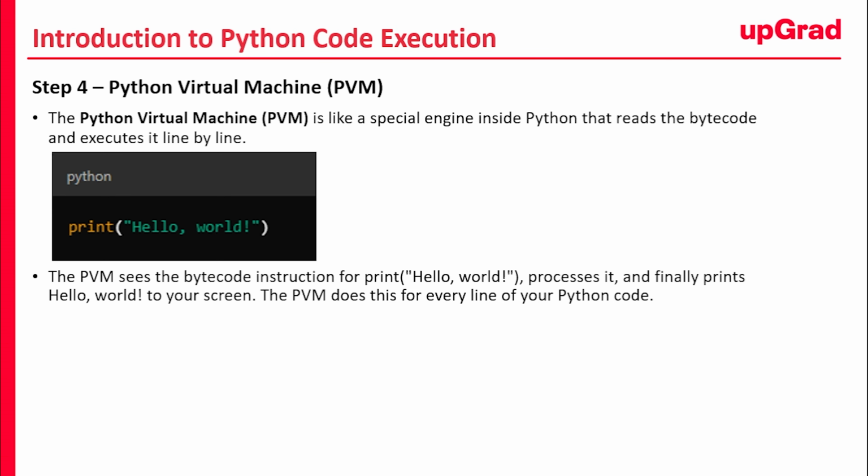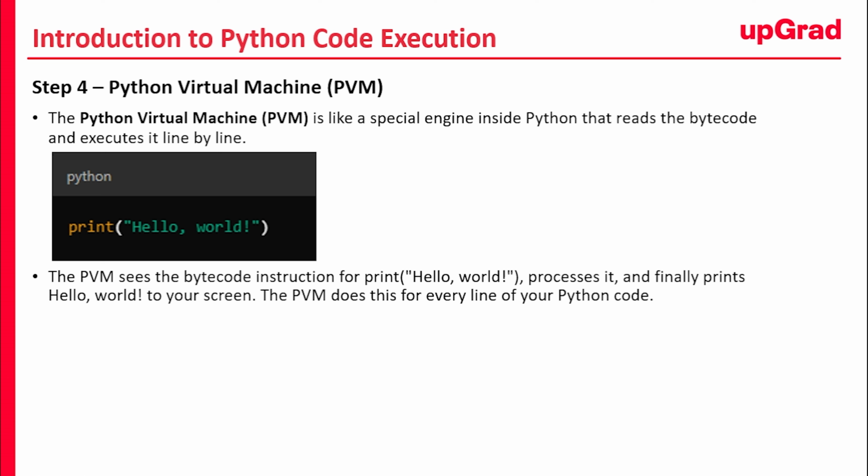Then comes step number 4, that is the Python virtual machine that we just spoke about. Now that Python has converted your code into bytecode, it's time for the PVM to take over. The PVM is like a special engine inside Python that reads the bytecode and executes it line by line. Here the code is print hello world. So what really happens is the PVM sees the bytecode instructions for print hello world, processes it, and finally prints hello world to your screen.